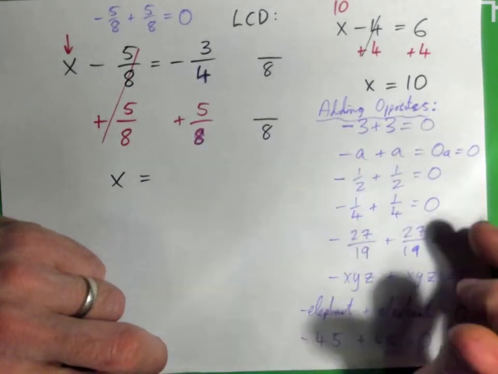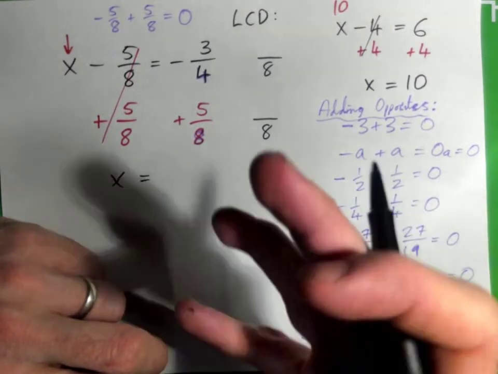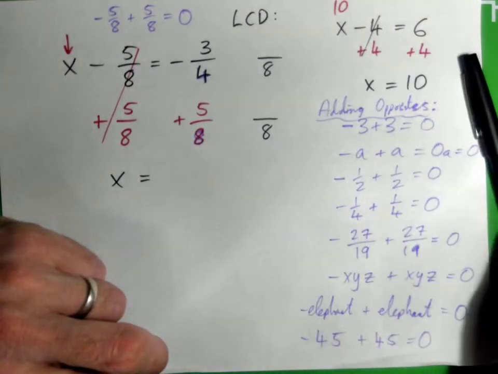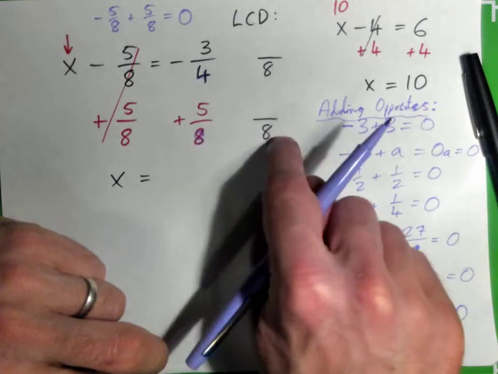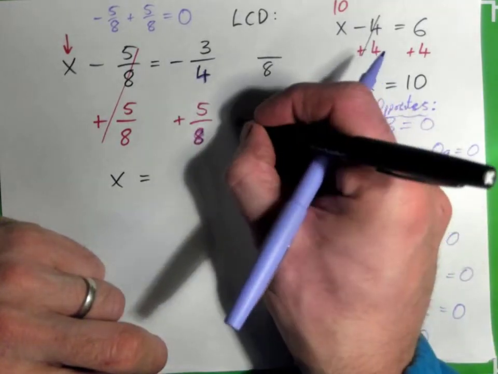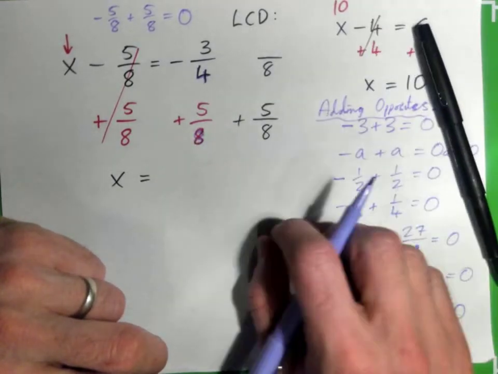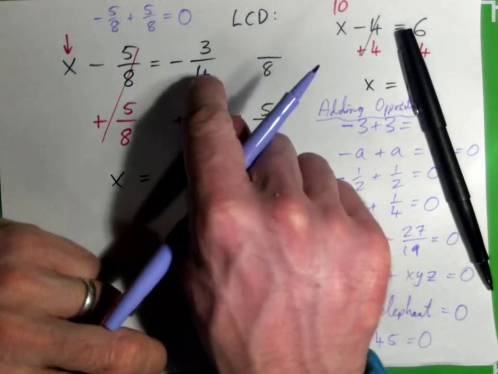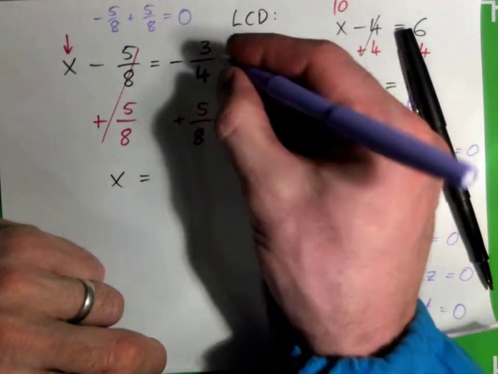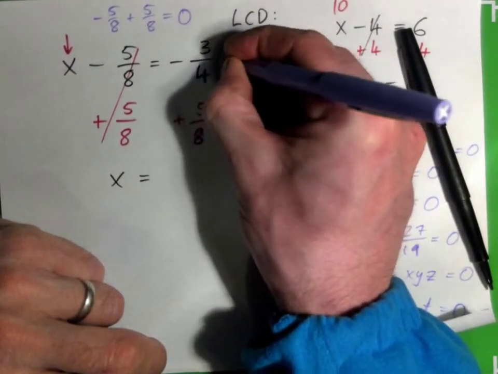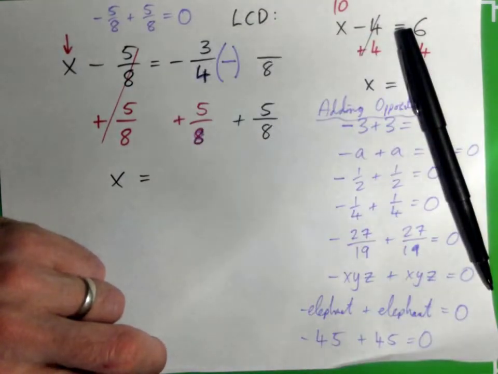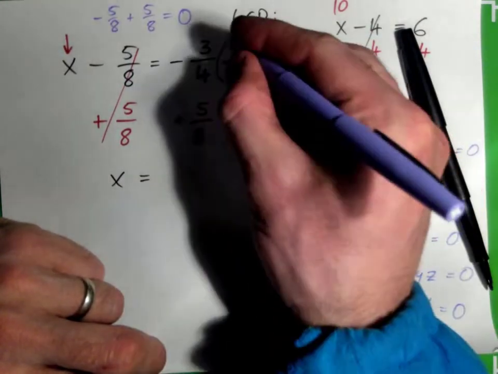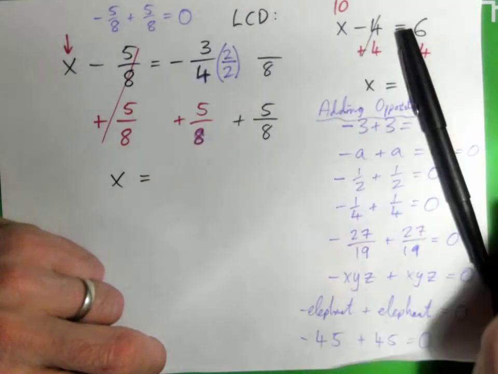4 times 8 is like 32. You could use 32. But it's easiest to use 8s. And this is already 8. It's just plus 5/8, so nothing to do there. But this one, we've got to change the quarters into 8s. How do we do that? Yep, times it by 2 over 2.